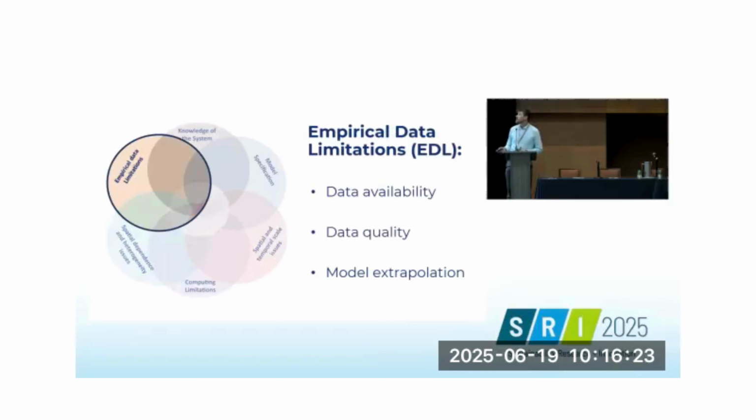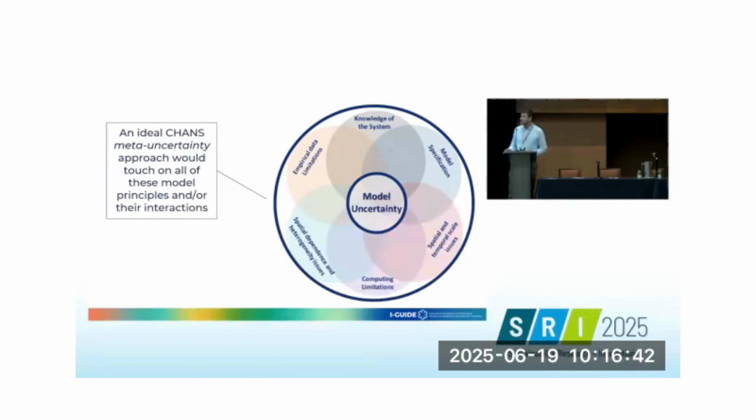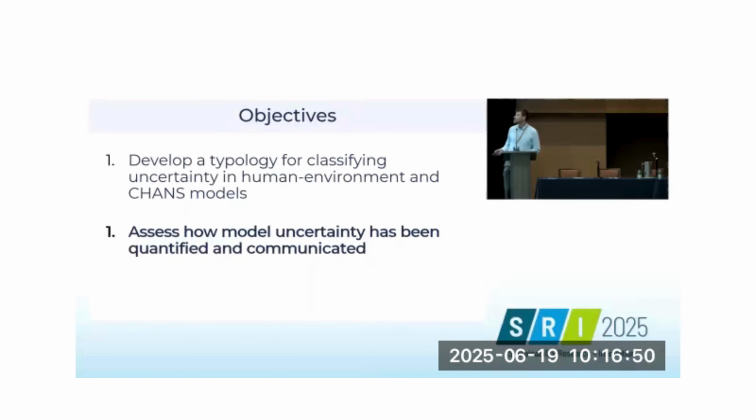And then lastly, empirical data limitations. Sometimes there's just not great data available, or the data quality and availability is hard to determine. Also model extrapolation. So if we want to look forward in time, maybe the data is not there along that extrapolation. So an ideal coupled human natural meta uncertainty approach would think about all of these together, or at least touch on and discuss most of them.